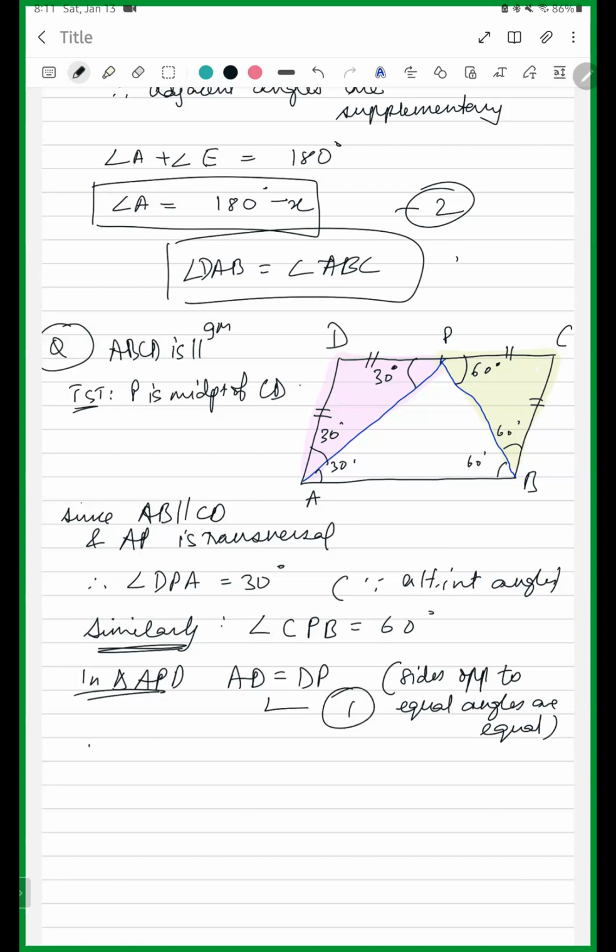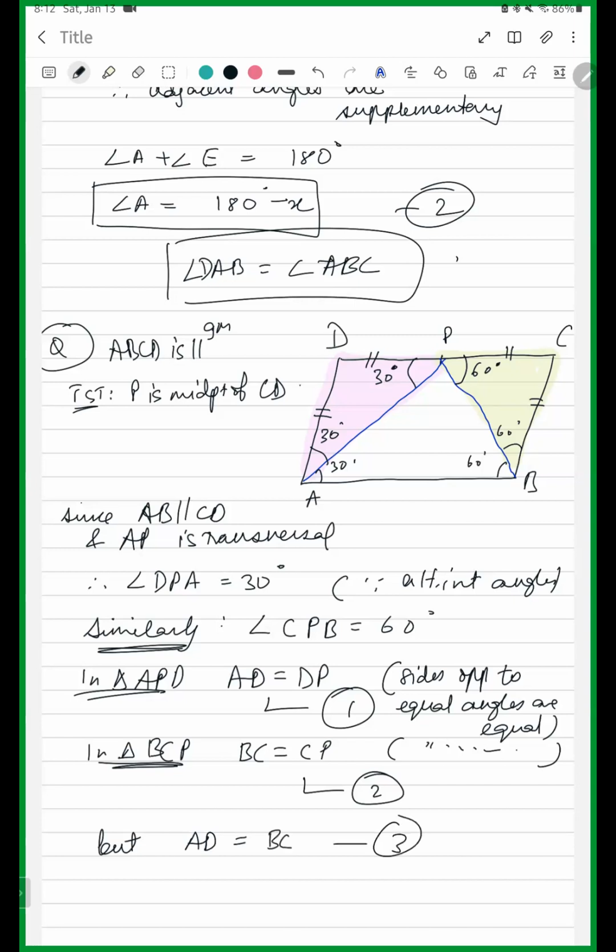In triangle CBP, CB or BC is equal to CP. Again, same reason. But we know that since this entire thing, ABCD is a parallelogram, AD is equal to BC. So AD is equal to BC. That means DP should be equal to CP, right?